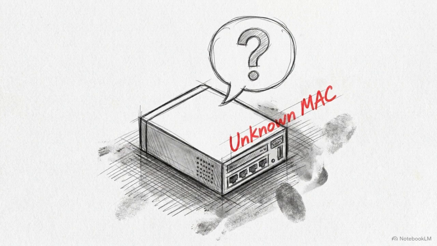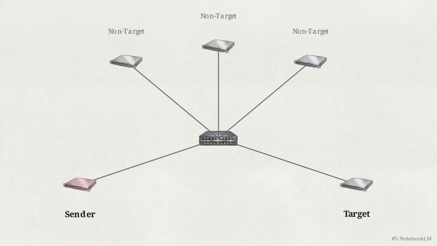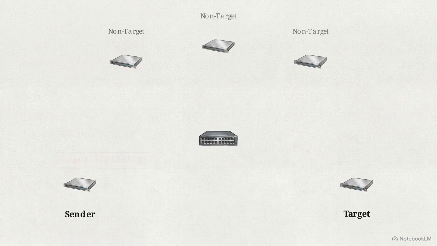When a sender needs a physical address, it generates an ARP request. Because the destination MAC is unknown, the sender populates the target hardware address field with all zeros. This diagram illustrates the request phase. The sender encapsulates the packet and targets the Layer 2 broadcast MAC address. This forces every single connected device within the local subnet to receive and process the frame.